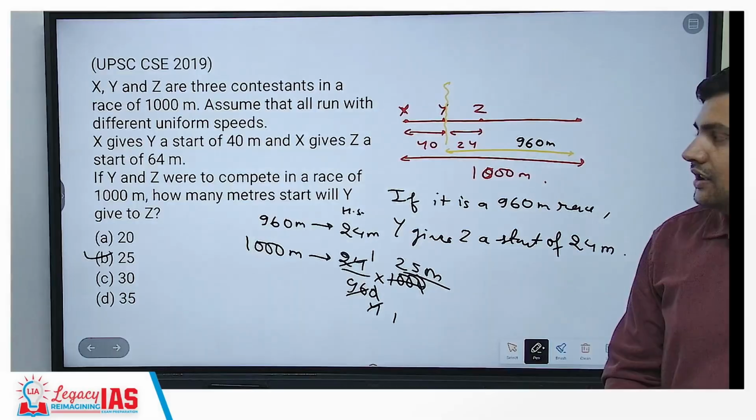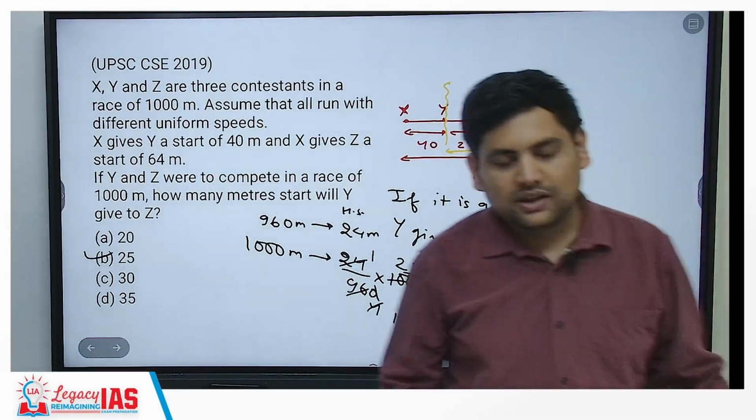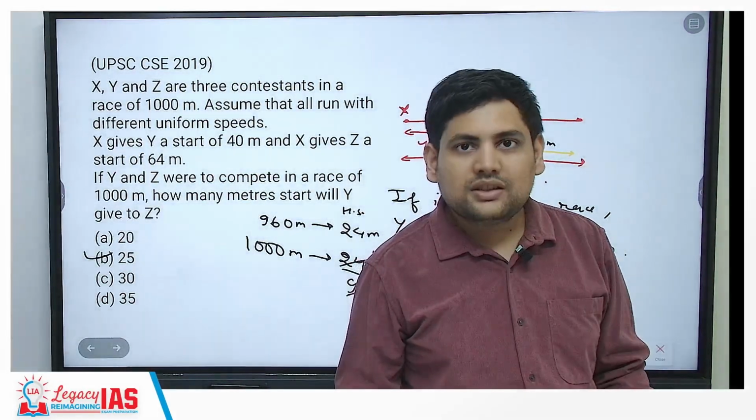Okay, that's it for the linear races. In the next part, you'll see circular races. Thank you.